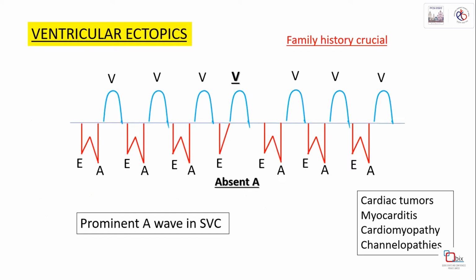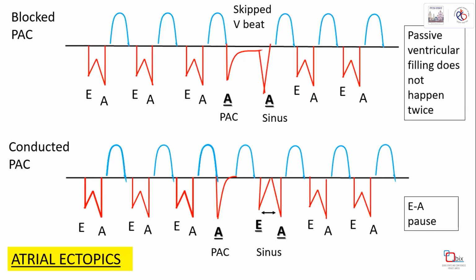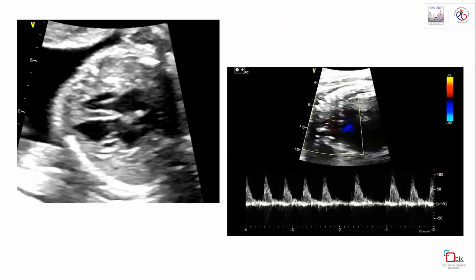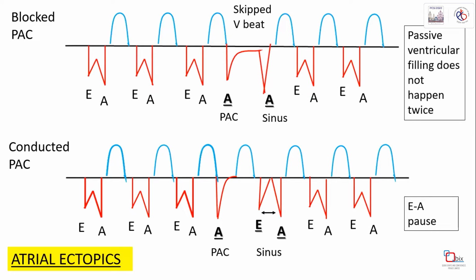The premature ventricular ectopics typically will have an absent A wave, and if you Doppler the SVC, you will have a prominent A wave. Try to rule out cardiac tumors and myocarditis whenever you suspect a ventricular ectopic. In contrast to that, when you have a premature atrial ectopic, what you lose is the E wave. And that too, not only in the beat which is premature, but if it's a blocked PAC, the next beat is also going to have a missed A part. That means the passive ventricular filling is not happening for 2 beats consecutively if it's a blocked premature atrial beat.